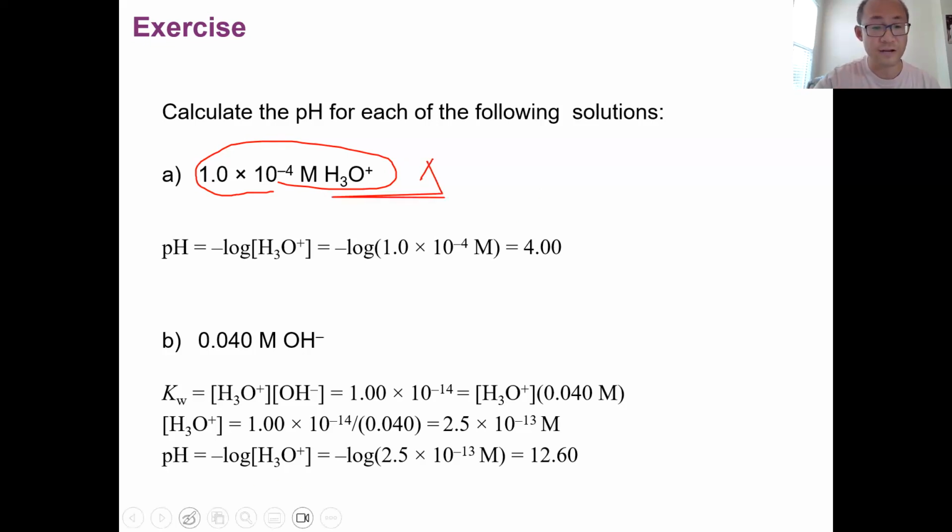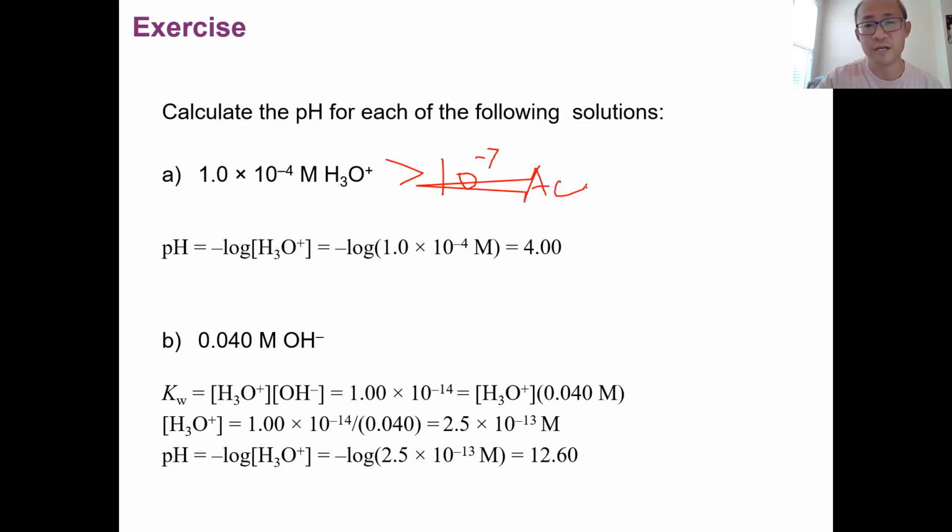And when the proton concentration is greater than 10 to the negative 7, we know the solution is acidic. You can write down already: the proton concentration is greater than 10 to the negative 7th, so the solution is acidic.